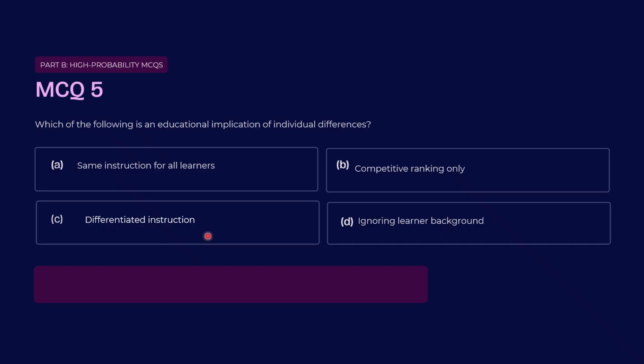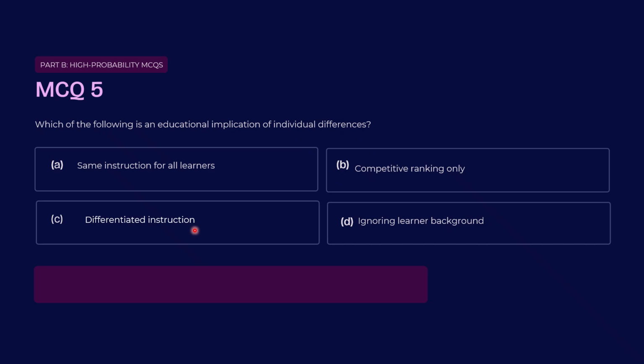Since every learner has different abilities, interests, learning styles and backgrounds, teachers should adapt their teaching methods to meet these diverse needs. This approach is called differentiated instruction. It ensures that every learner gets an opportunity to learn effectively. So let's discuss why the other options are incorrect.